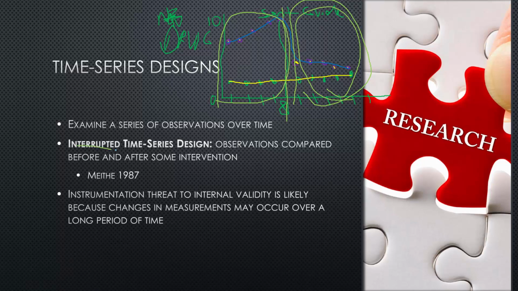And so an interrupted time series is when you look at some sort of thing that was implemented right here, and you look at before and after.